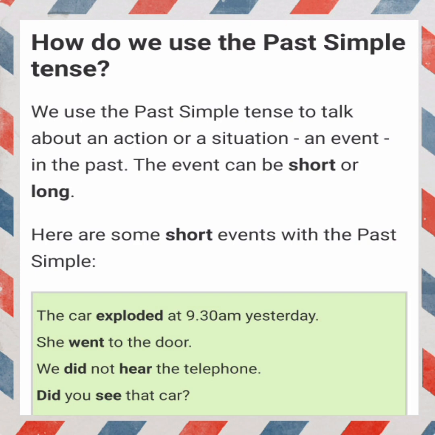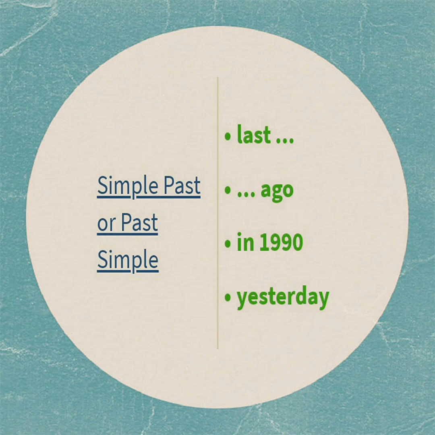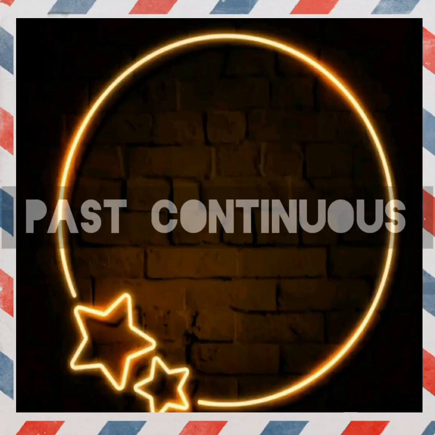We use the past tense to talk about an action, situation or event in the past. The event can be short or long. Here are some short events with past tense. The car exploded at 9:30 a.m. yesterday. She went to the door. We did not hear the telephone. Did you see that car? So these examples show the actions that happened in the past, that is yesterday. Next, let's see the keywords: last, ago, in 1990, yesterday.